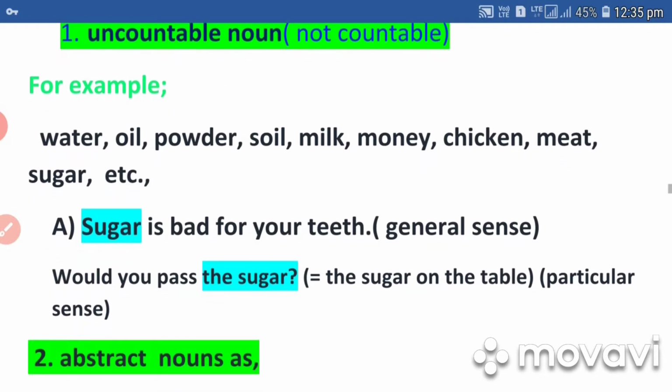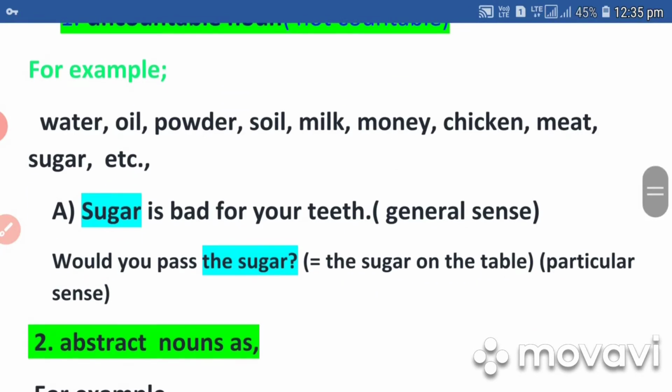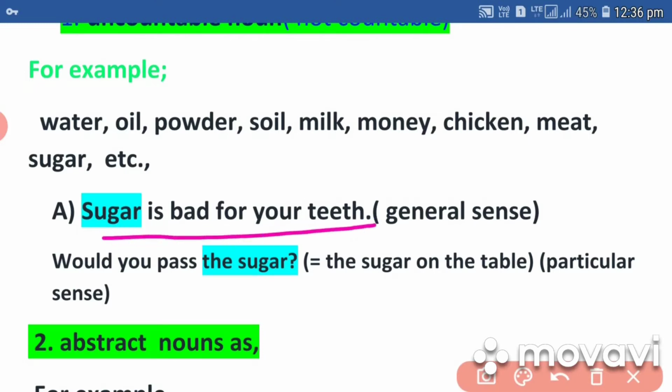See, when we use these uncountable words in a general sense, we don't use any articles. For example, sugar is bad for your teeth. General sense. Okay, sugar is bad for your teeth. It's a simple sentence actually, right? Subject, helping verb and object actually, right? In the same way, understand.